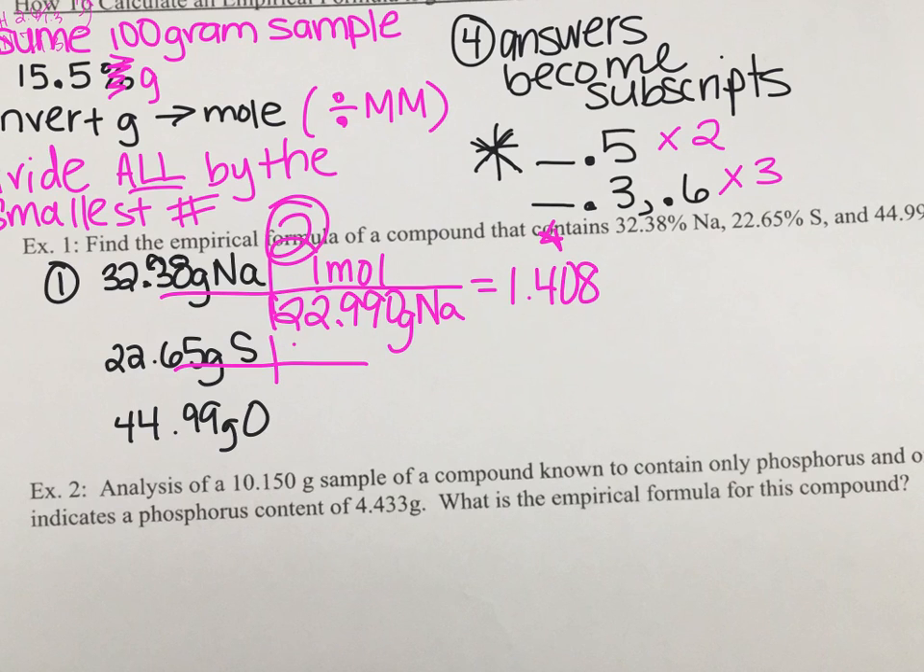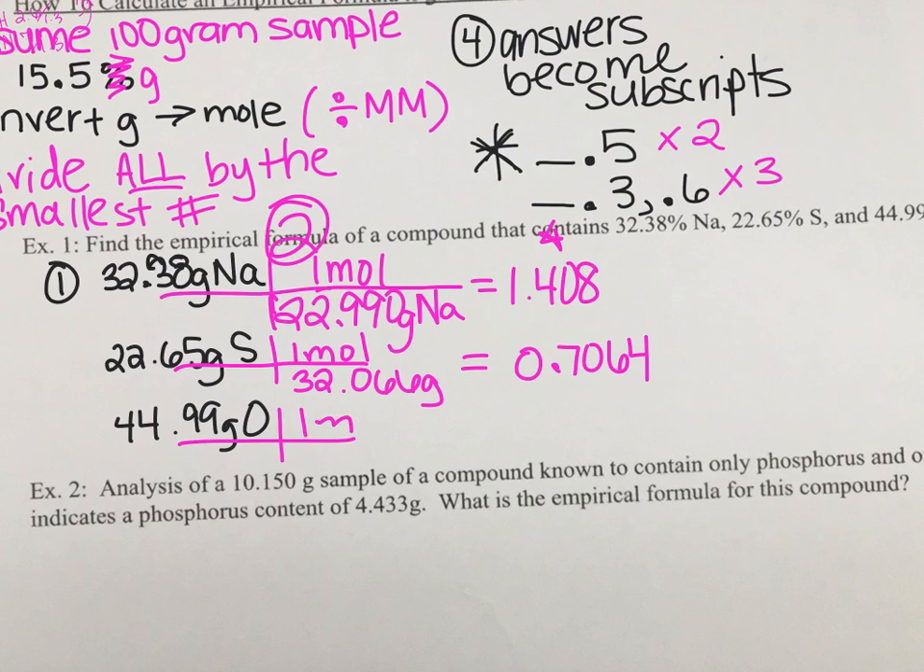All right. Sulfur. I'm going to take sulfur and divide it by its molar mass. Perfect. So we get 0.7064. And then the last one, we have oxygen. We're going to divide that one by, have you guys memorized that one yet? 15.99. Yeah, I was going to say that one you've used a lot lately. So when we divide that, we end up with 2.812. So I've just completed step number 2, which is convert everything to moles. Now I'm on step 3. We're going to divide by the smallest.